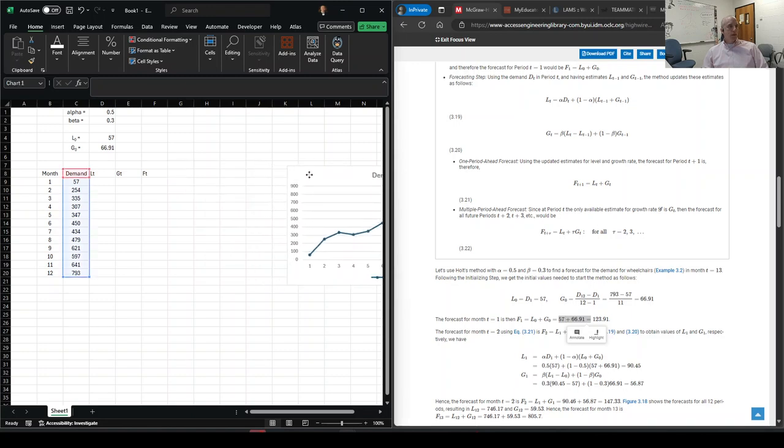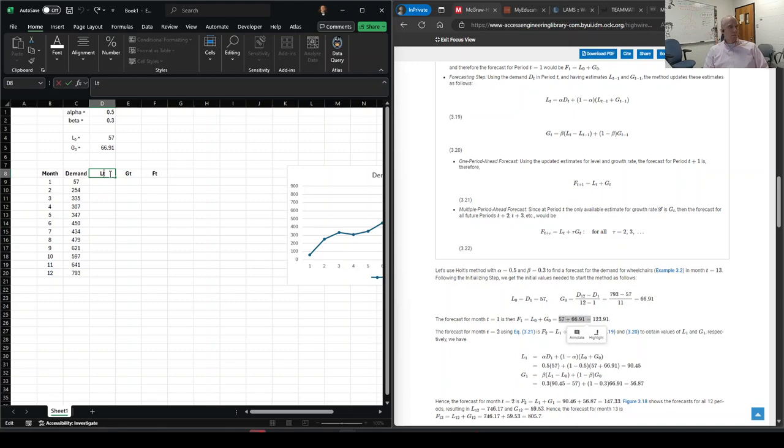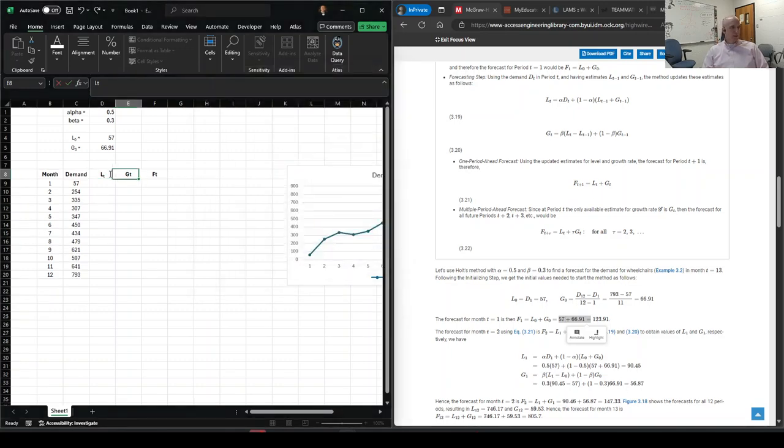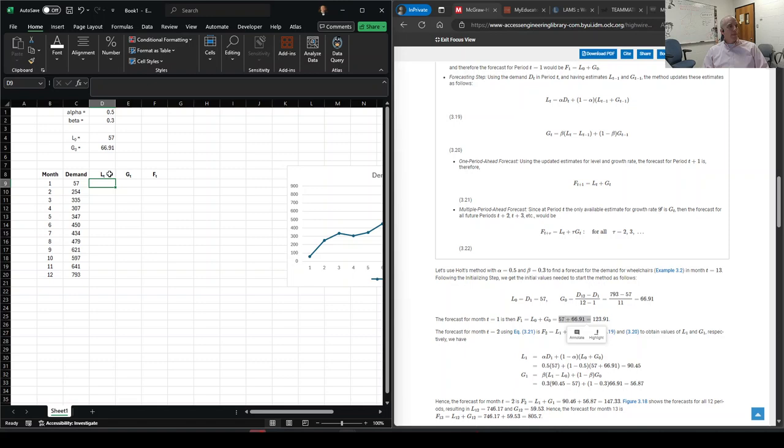Let me scoot our chart over a little bit. And let me do a little formatting here. I'll center these and bold them. Let me do a little subscript here. That seems to make the presentation just a little bit cleaner, a little bit easier to understand. Subscript these. Okay.